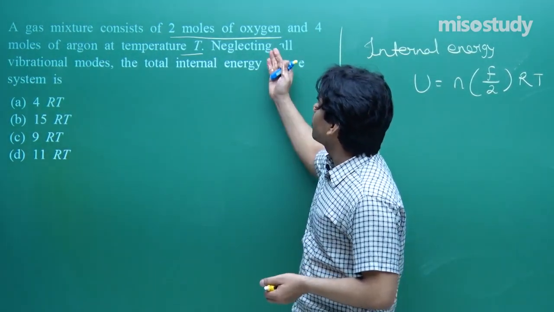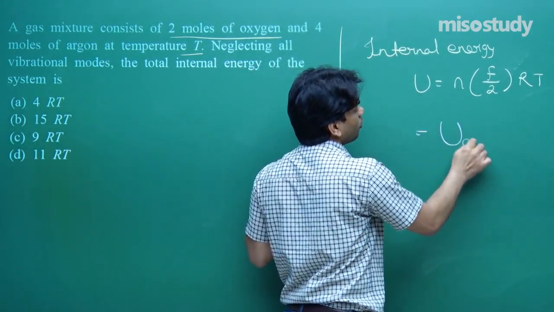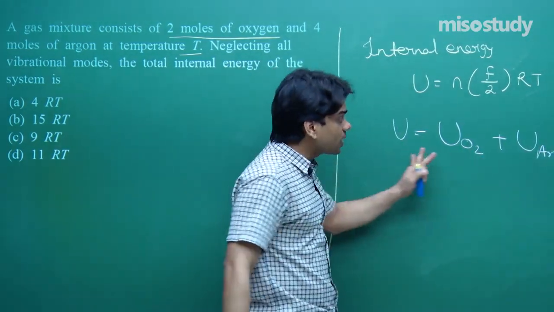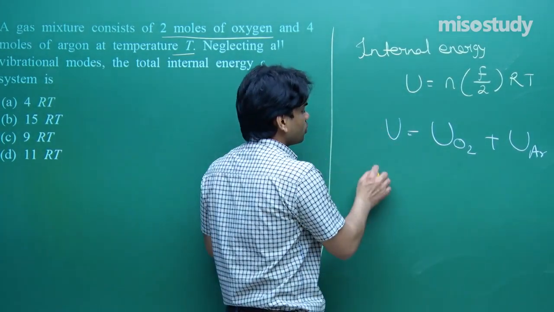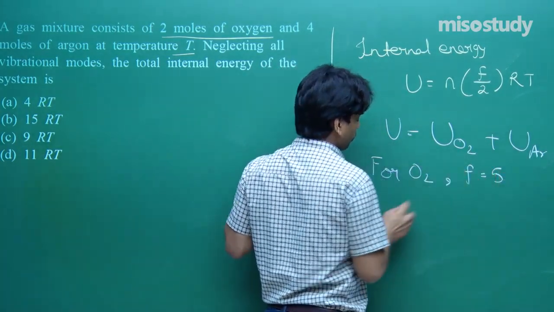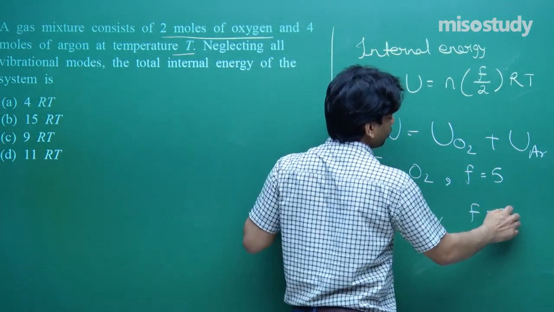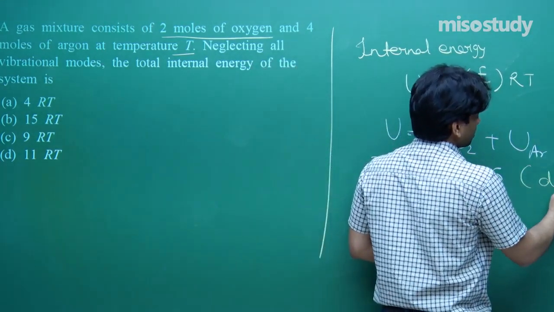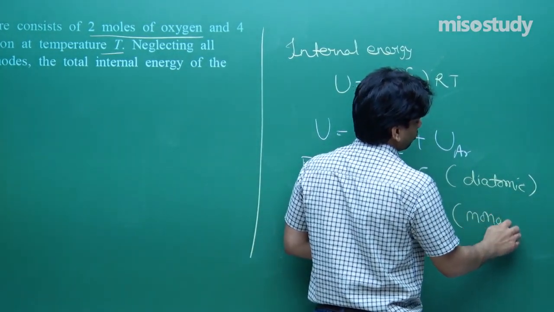The gas mixture consists of 2 moles of oxygen and 4 moles of argon. So 2 gases are there. So internal energy of oxygen plus internal energy of argon. Oxygen is diatomic. For diatomic, degree of freedom is 5. So for oxygen, degree of freedom will be equal to 5 since it is diatomic. For argon, the degree of freedom will be equal to 3 since it is monatomic. So the reason: it's diatomic, and here it's monatomic.